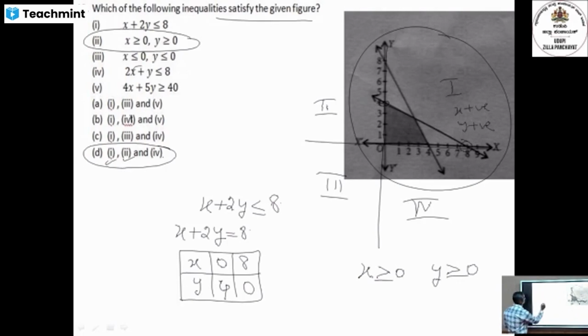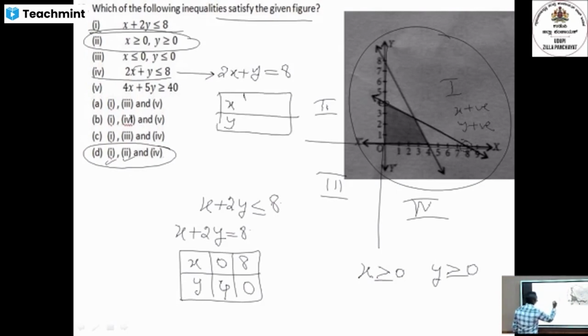Then the next condition, fourth one. What is the fourth one? Fourth one is this. So first one is this one, and the fourth one. Second line should represent the fourth equation. 2x plus y less than or equal to 8, equal to 8. So let us consider the line. So we will get x y. Again, put x equals to 0, y is equal to 8, y is equal to 0, x equal to 4. Let us see. y 8, x 4.